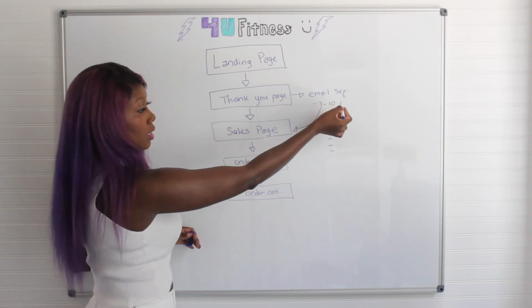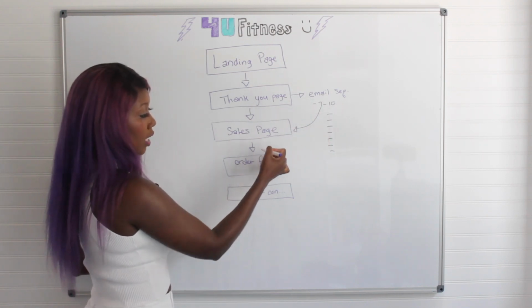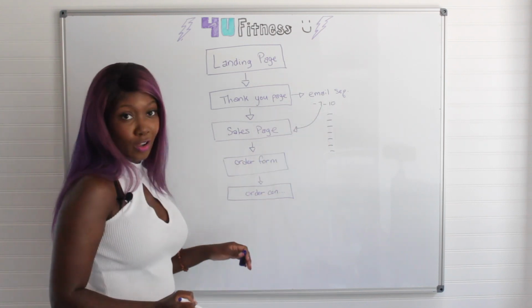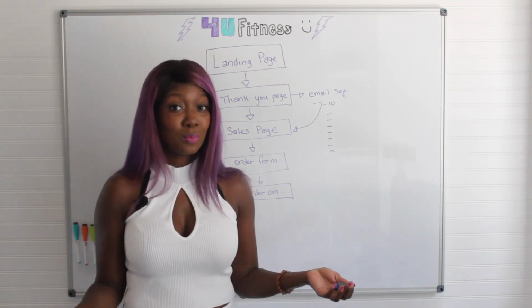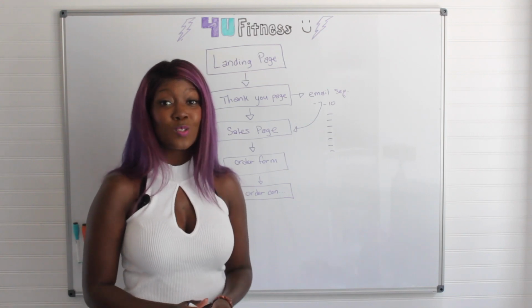So the goal of the email sequence is to get them to the sales page, to get them to the order form, to the order confirmation. So that is a basic breakdown of how you start to create a sales funnel.